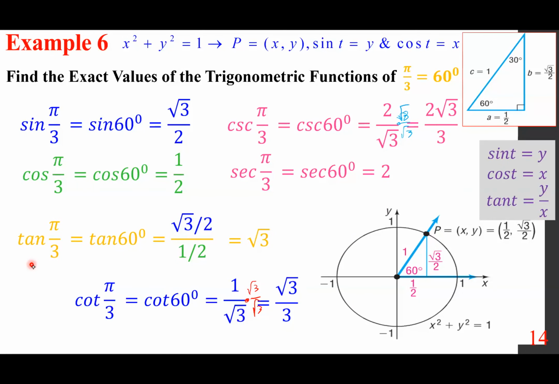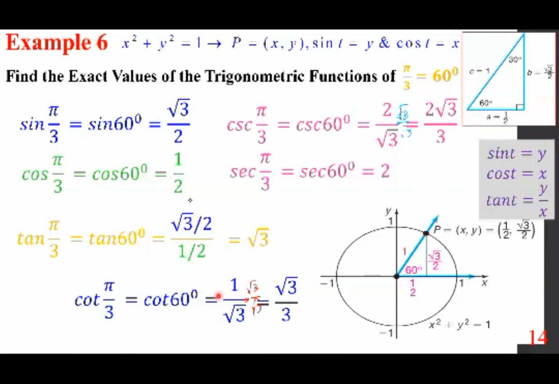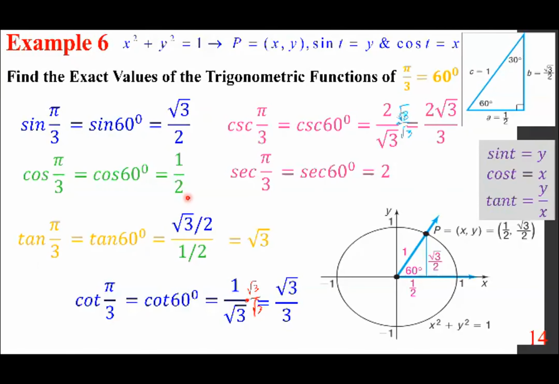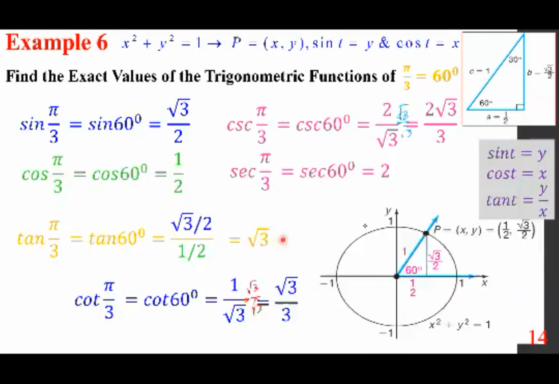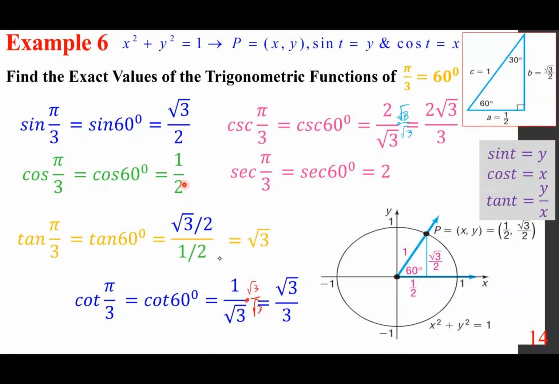This is another common arc we should be very comfortable with. Sine of pi over 3, square root of 3 over 2. Cosine of pi over 3 is 1/2. From these two, we can create the rest of them. Tangent is the ratio of these two, which is square root of 3, and the rest of them are the reciprocals. Again, make sure you know these two, and everything else can be easily evaluated.